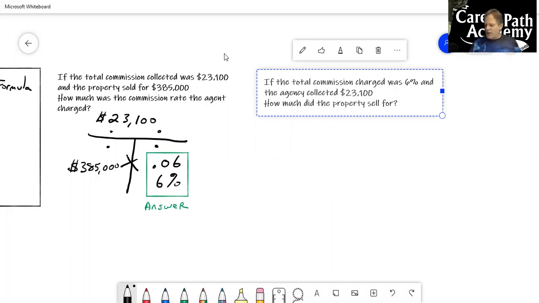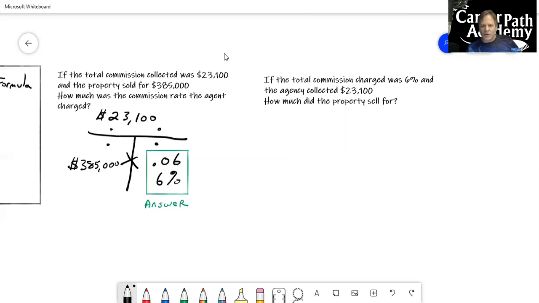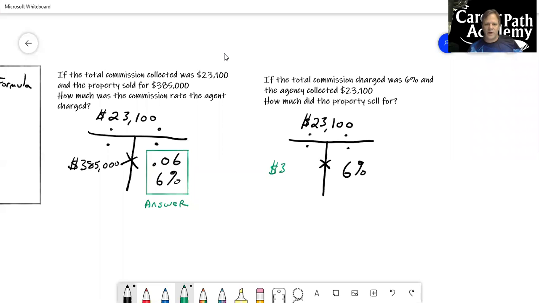You guys are going to need to draw this on your scrap paper, because they're not going to give this to you. This is a tool I'm teaching you. You got to know, put the 6% down the bottom and put the 23,100 over here. Then you fill in and use that to solve. And your answer would be 385.